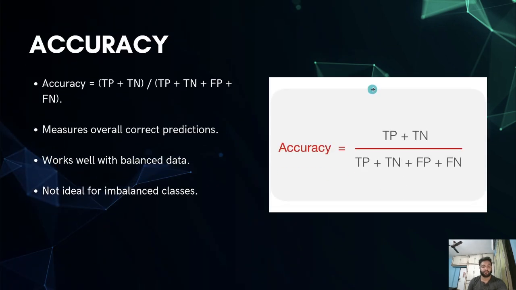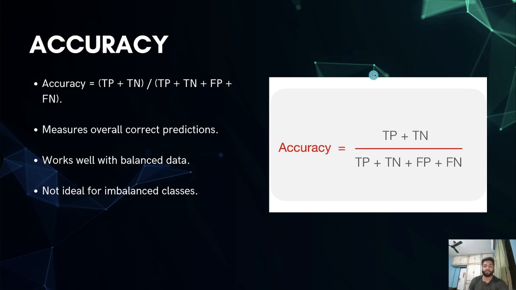Accuracy is one of the basic metrics. It tells us the overall correctness of the model. It is defined as the ratio of correct predictions, both true positives and true negatives, to the total number of predictions. The formula for accuracy is equal to TP plus TN, that is true positives plus true negatives, whole upon the sum of true positives plus true negatives plus false positives plus false negatives.